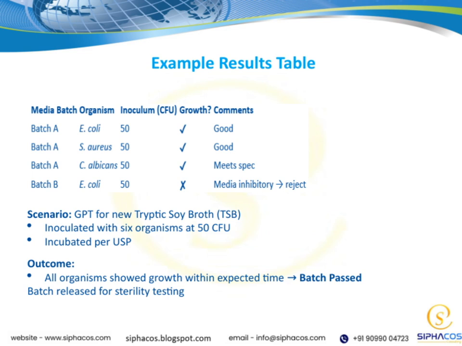This is a crucial point because passing this step indicates that the TSB is effectively supporting microbial growth, which is essential for accurate sterility testing. Once the batch passes, it can be released for further sterility testing of the actual product, confirming that the media itself is reliable. In the example results table, you'd see the specific data confirming growth timelines for each organism, providing a clear, visual confirmation of the batch's validity. This scenario highlights how GPT can streamline and ensure the accuracy of sterility testing, reinforcing the overall theme of advancing quality and efficiency in our processes.